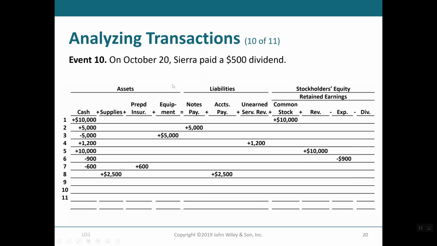All right, event 10, on October 20, Sierra paid a $500 dividend. Okay, so $500 paid in cash, right? So that's a reduction in cash and also a reduction in your stockholders' equity, because the dividend reduces your stockholders' equity. So a reduction in my asset and a reduction in our equity over here.